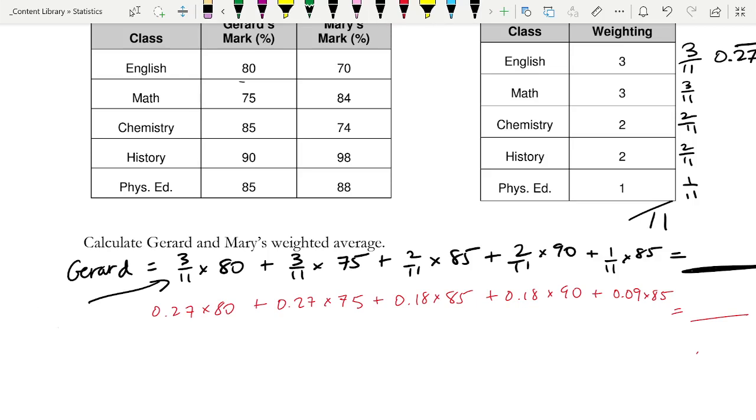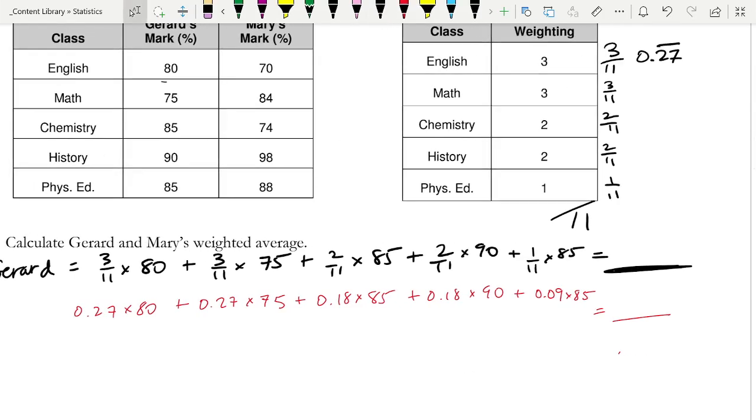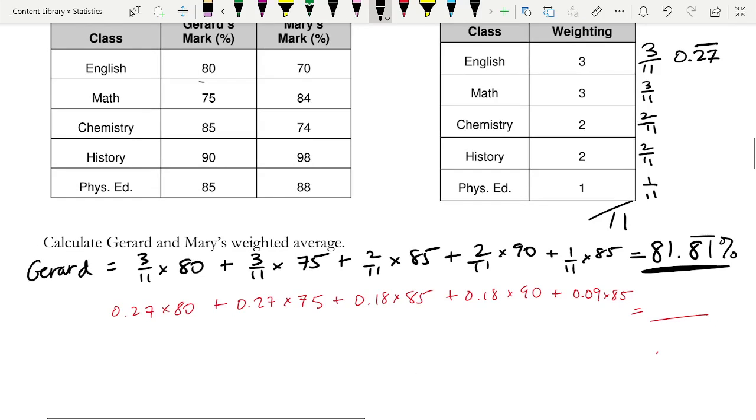So that's what we did this morning. We compared these answers, and we found out that if you do this, you actually get 81.81 repeating percent for Gerard. It's Gerard, not Gerald. In fact, maybe I'll double check that.